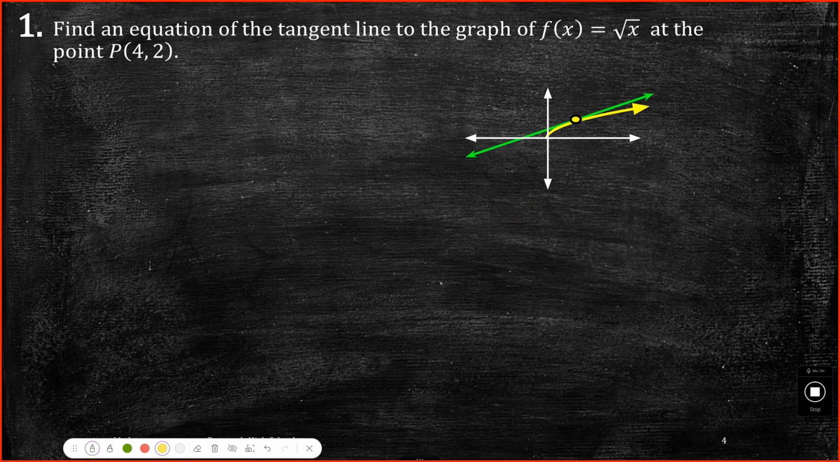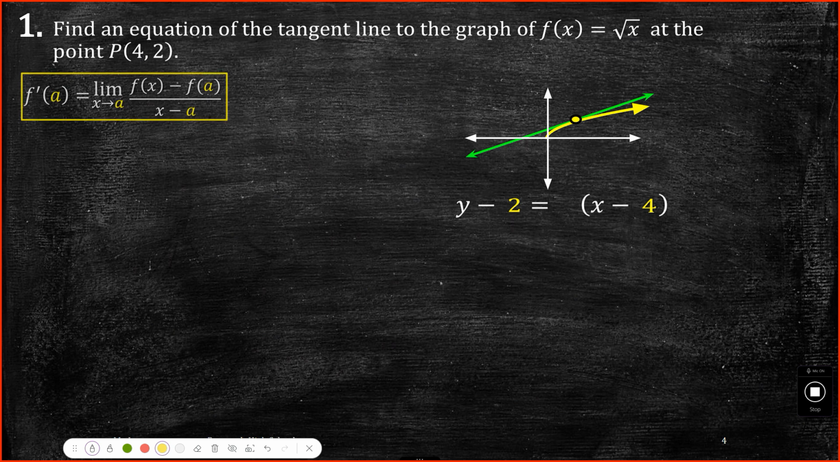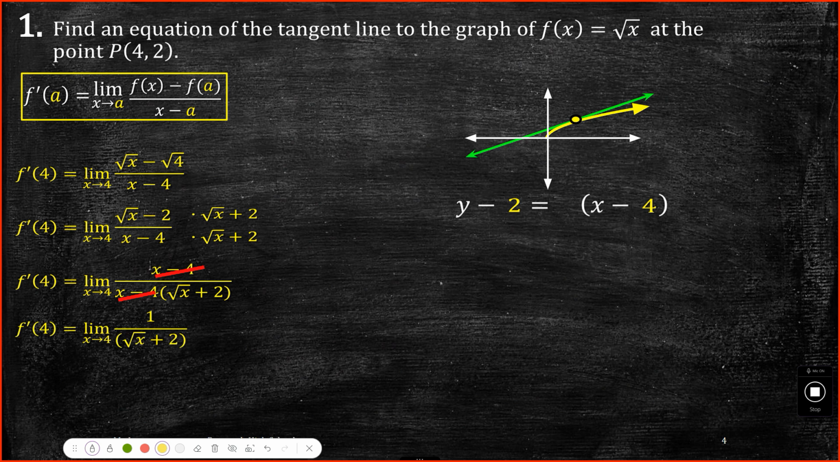Okay, as a summary, we want to get that. We already know the input and the output, 4 and 2. We need to find the slope. We will use this formula. We do algebra, and we get our slope is 1/4, and we're done.